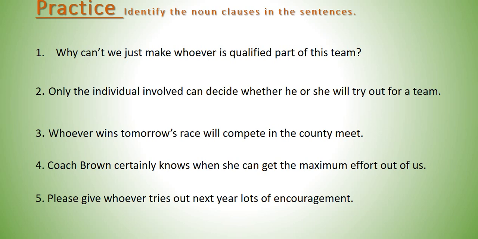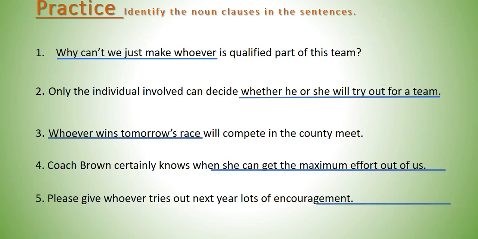Number 1: why can we just make whoever is qualified part of this team? So the student will identify the noun clause in the sentence: whoever is qualified. The second one: only the individual involved can decide whether he or she will try out for the team. So that will be the noun clause, and so on.